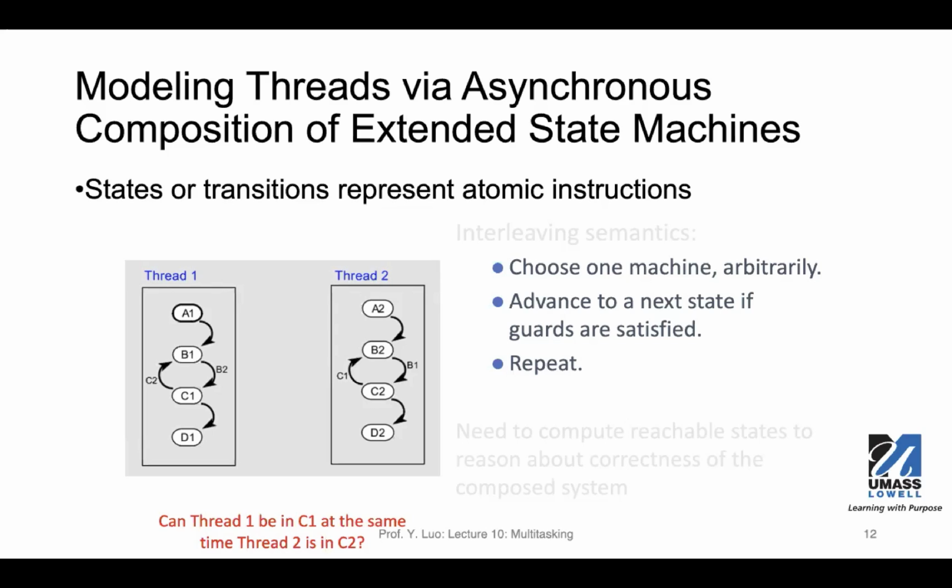Each of the states or transitions represents atomic instructions. If you choose one machine, one state, you will advance to the next state if guards are satisfied, like we talked about in our finite state machine. In this particular example, there are 4 states for thread 1, another 4 states for thread 2. They share some of the states, and the transitions are a little bit different. The question here is, can thread 1 be in C1 at the same time thread 2 is in C2 state?